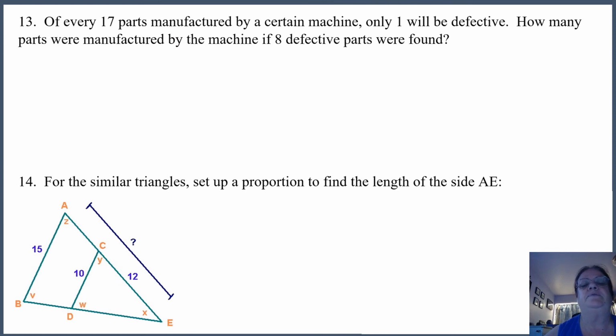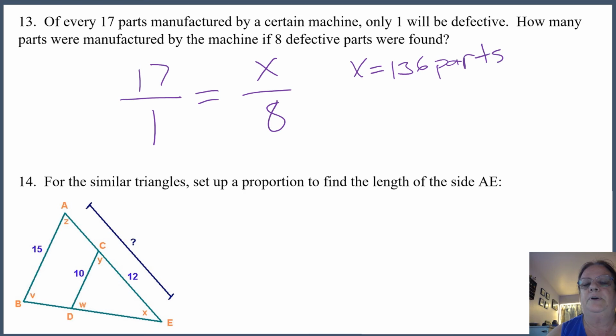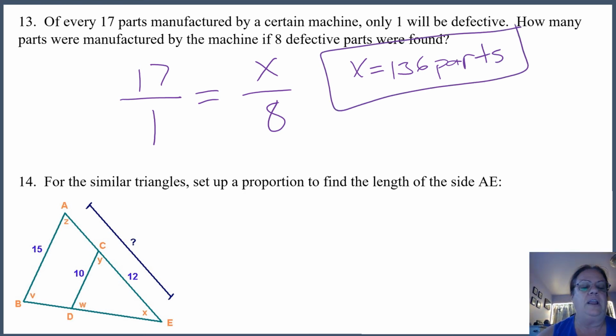Of every 17 parts manufactured by a certain machine, only one will be defective. How many parts were manufactured by the machine if 8 were defective? So the parts go on top, 17 over 1 defective is equal to x over 8 defective. So we end up with x equals 8 times 17, which is 80 plus 56, sorry, 80 plus 56 is 136. And it's parts.